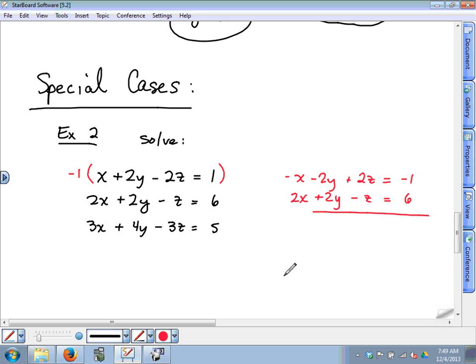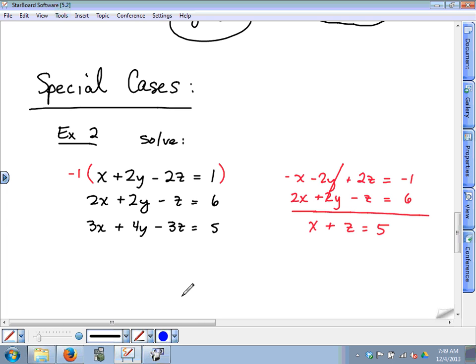What are the special cases, by the way? What did we talk about last time? Infinitely many or no solution. Let's try to figure out which one happens here. So if the y variables cancel and you add the x's, you get x plus z is equal to 5.